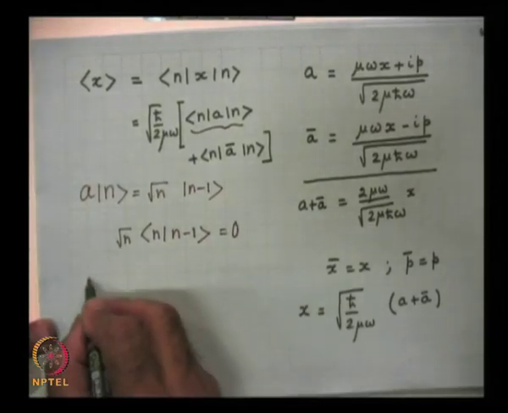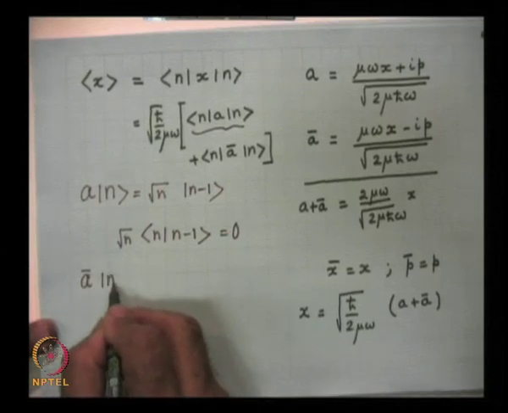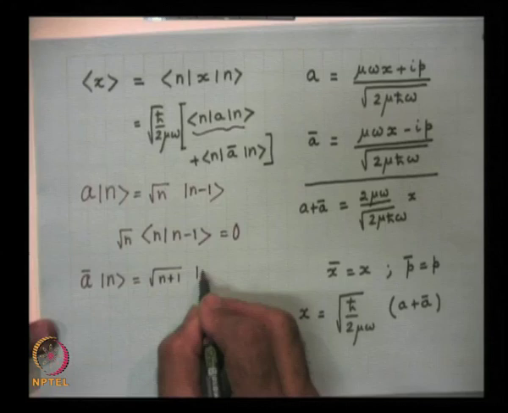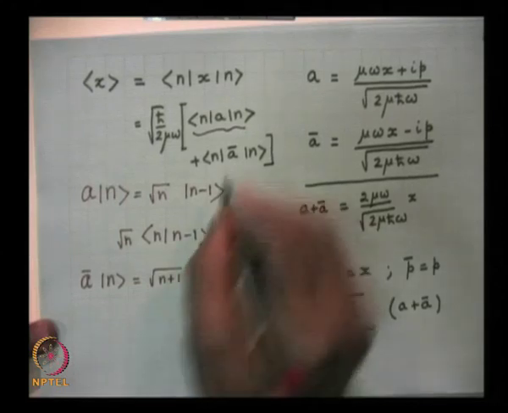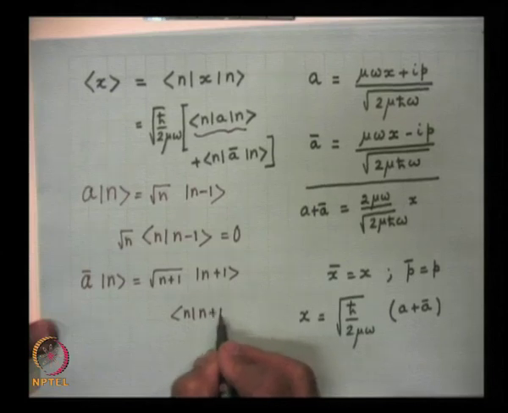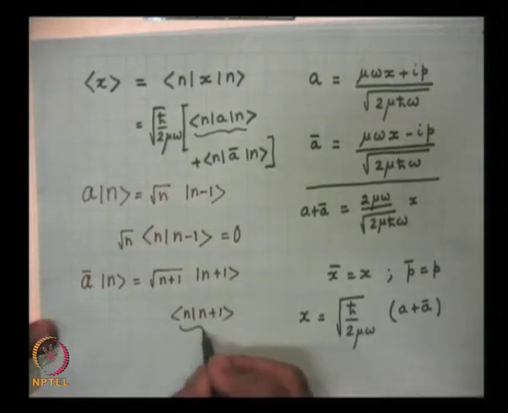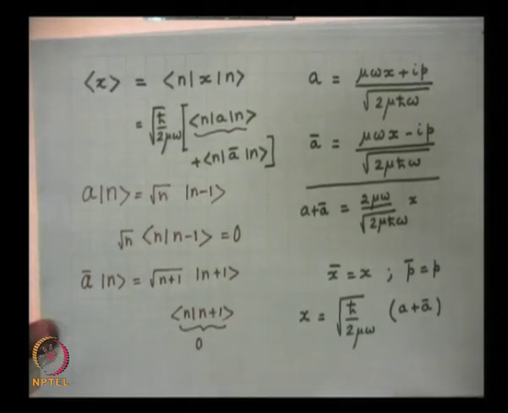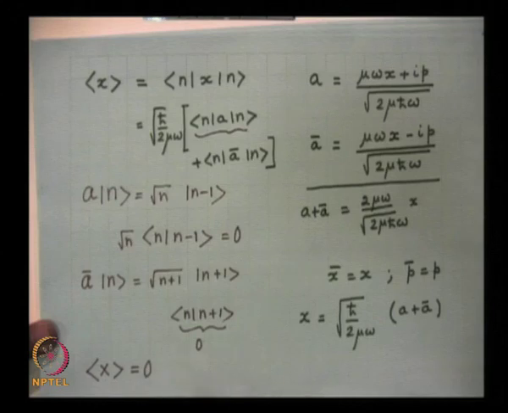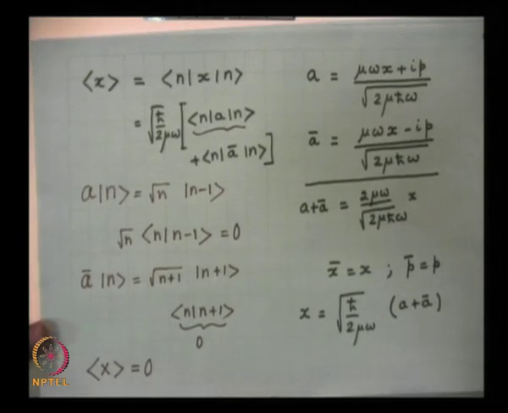So, similarly, a bar ket n is equal to square root of n plus 1, ket n plus 1. So, this will be bra n ket n plus 1, and this is because they are orthonormal kets. So, this is also 0. So, we get the result that the expectation value of x is 0, corresponding to a particular eigenstate of the harmonic oscillator.